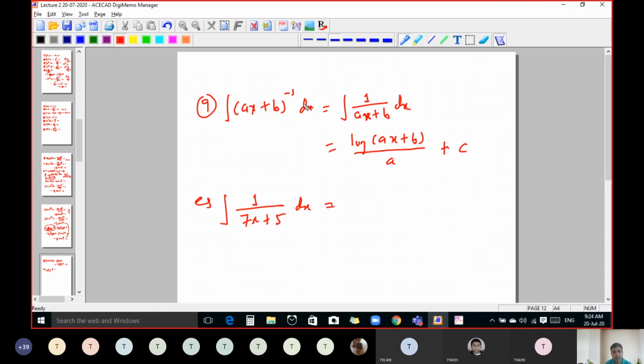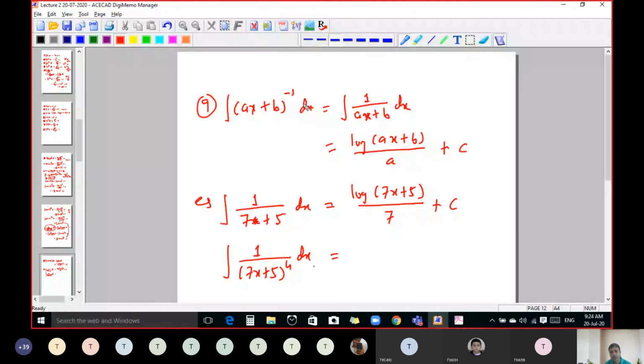The answer is very simple: log 7x plus 5 upon coefficient of x, that is what? 7 plus c. But if we have a question like this: integration of 1 upon 7x plus 5 raised to 4 dx.